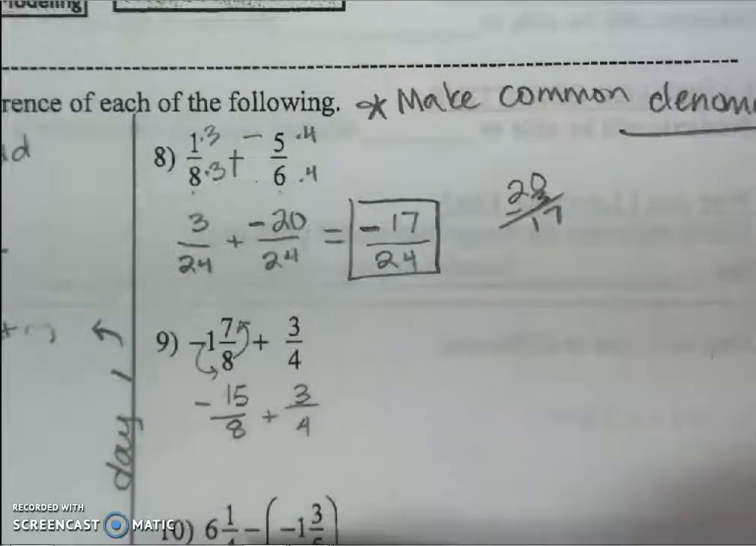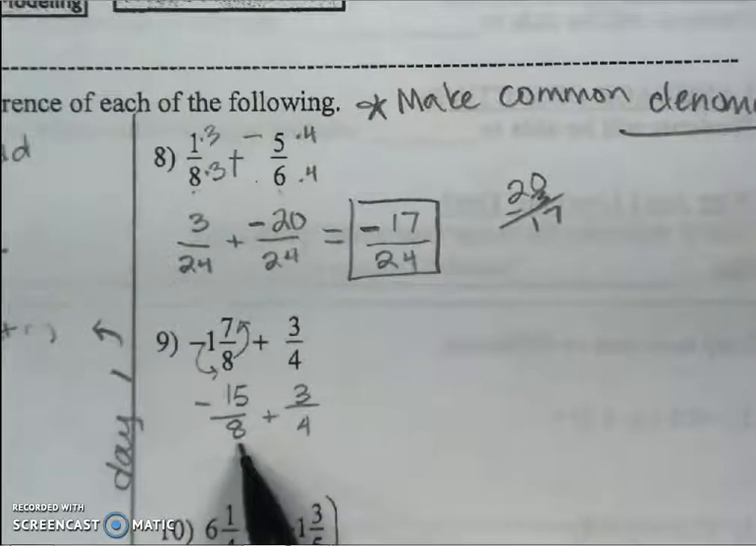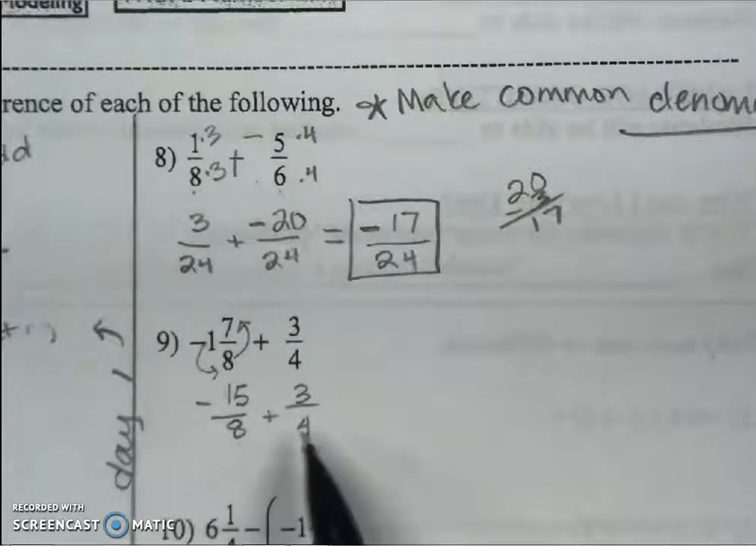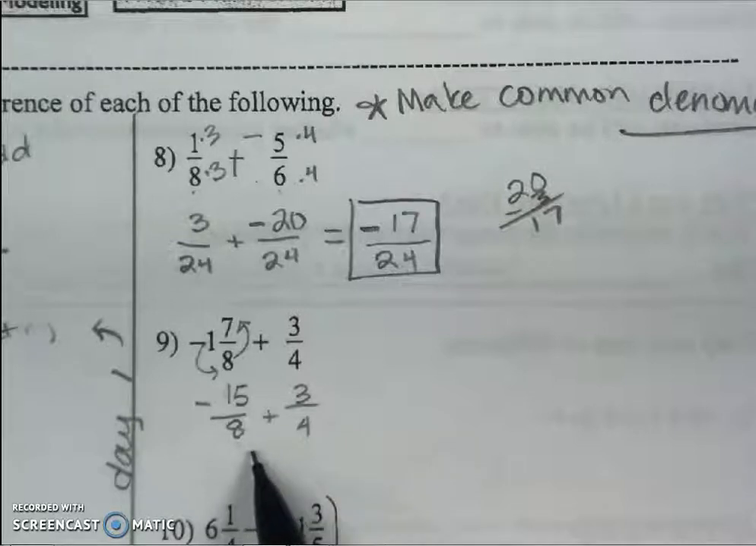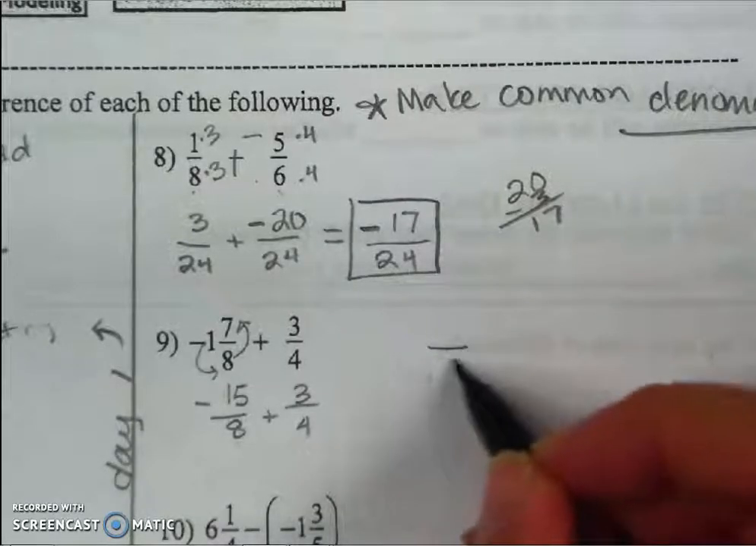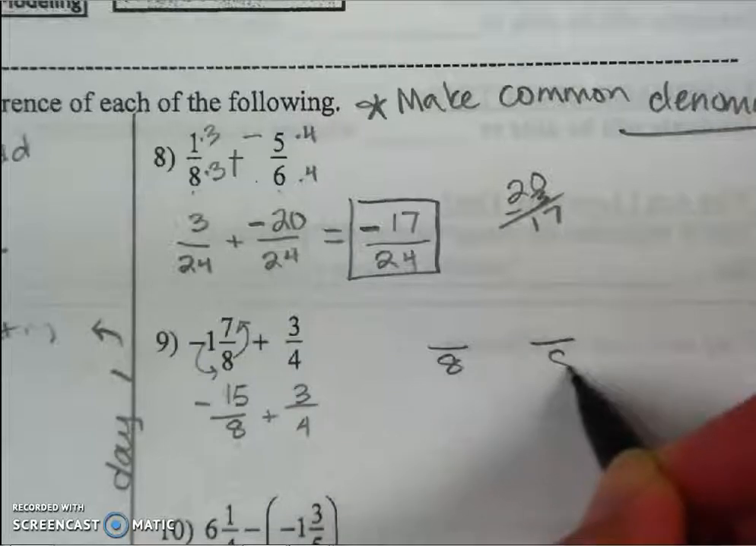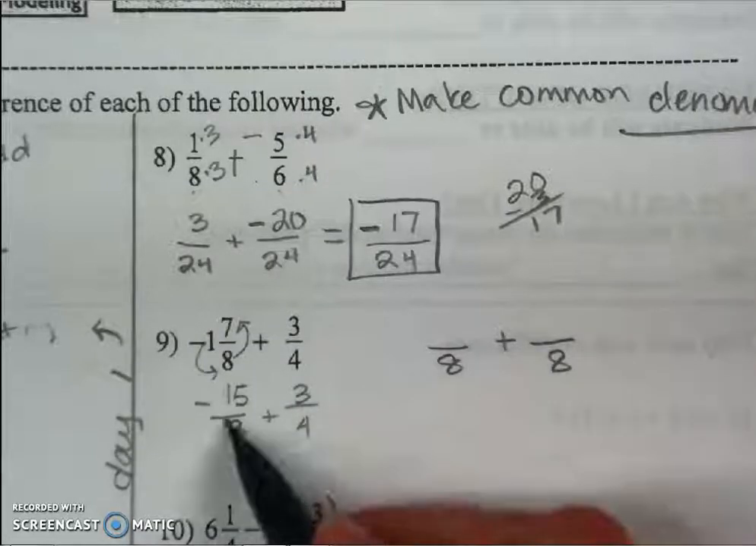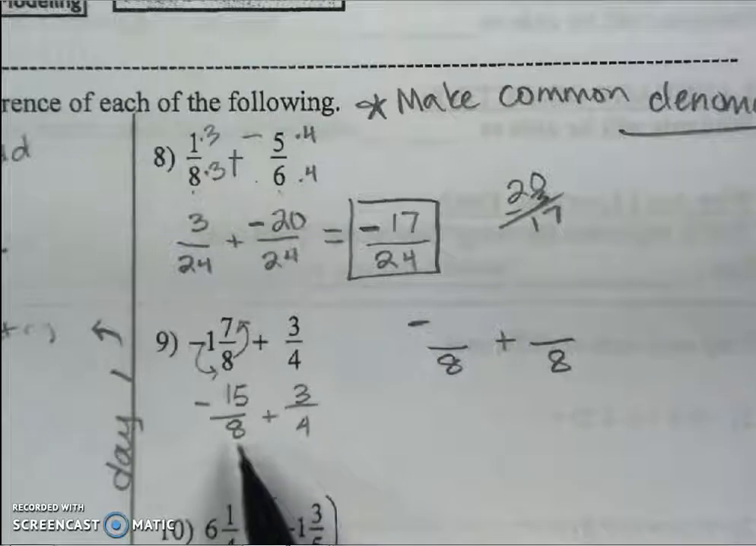So what's going to be common between these? Well, I'm going to look to the bigger number. The bigger number is 8. Can I get to 8 using a 4? Yes, I can. So let's use that common denominator of 8. I'm going to rewrite it over here just so that I have room. This is a plus. This is a negative. Looks like I got all those signs.